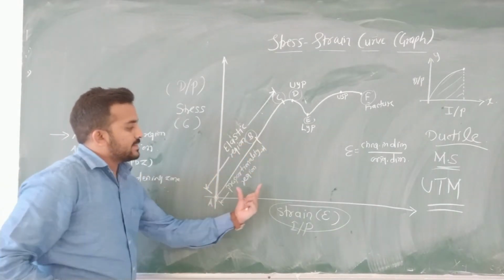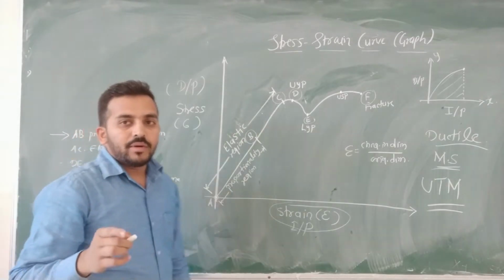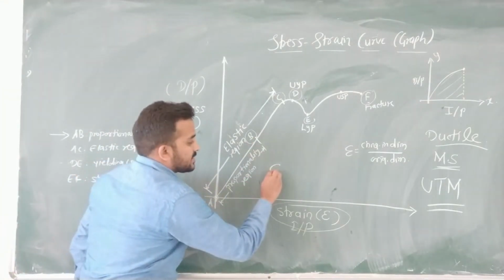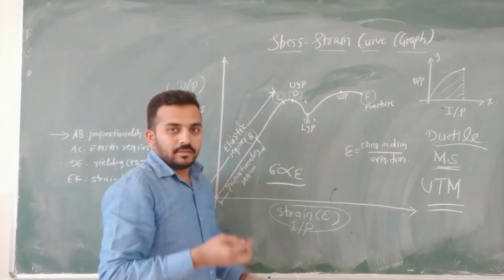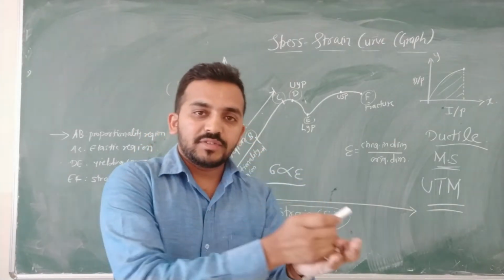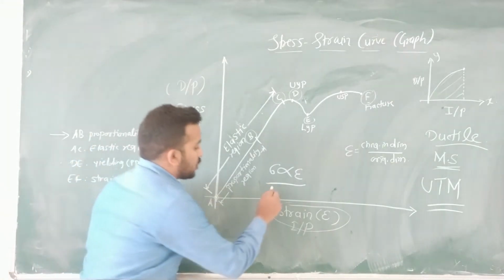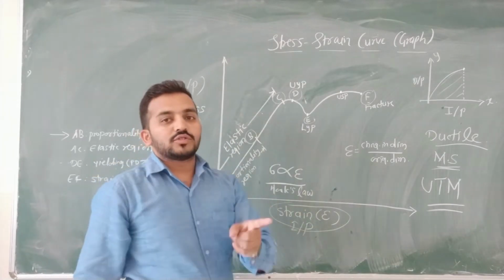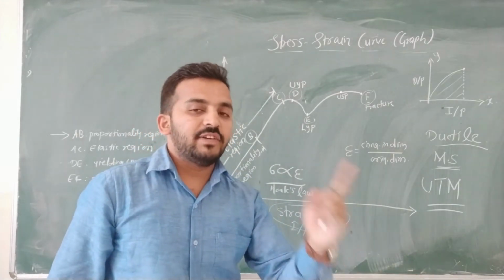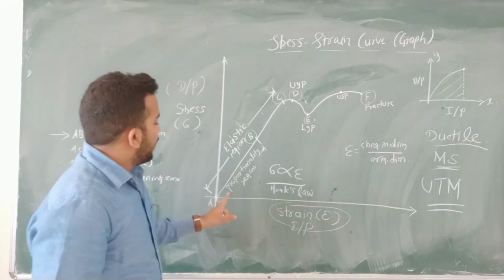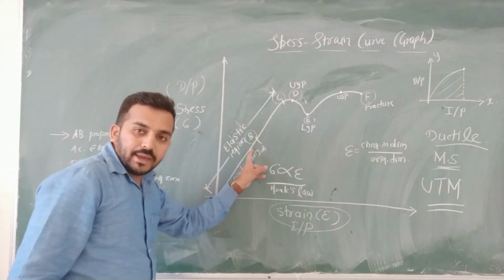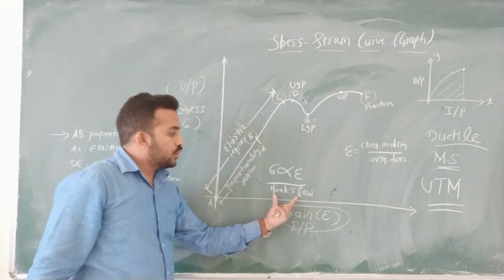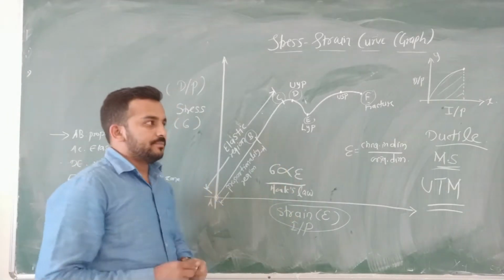The AB region is called the proportionality region. What is the proportionality region? Within this region AB, the value of stress is directly proportional to the value of strain. Equal amounts of straining produce equal amounts of stress. That is, Hooke's law is valid. Hooke's law states that stress is directly proportional to strain within the elastic limit. In this proportionality region, stress is directly proportional to strain, and therefore Hooke's law is valid within this region.